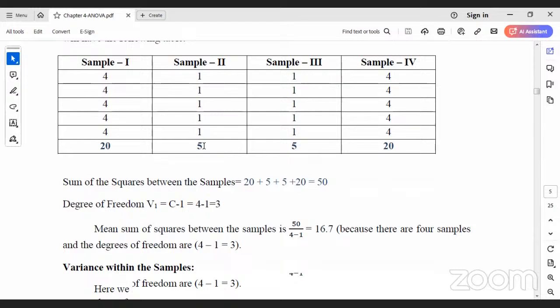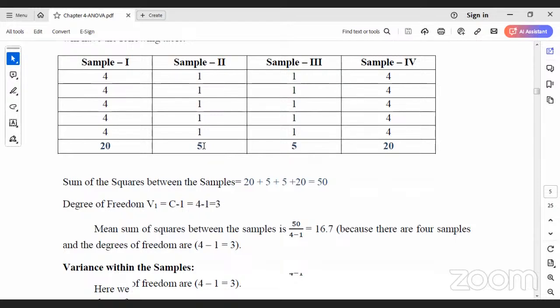Then degrees of freedom V1 is equal to C minus 1. C stands for columns. How many columns are there? 4 columns are there. 4 minus 1 is equal to 3.